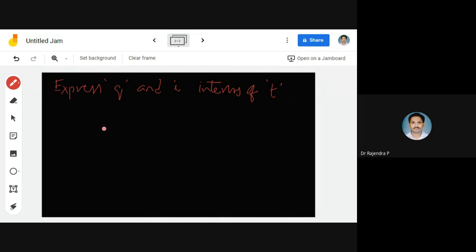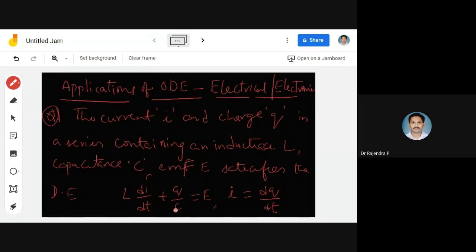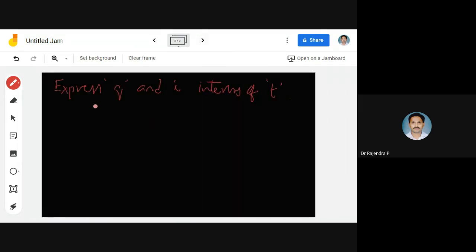If you see this equation, L, C, E are all constants, and we need to find the values of I and Q. Initially, you assume that both are 0. I will give the assumption. Note: I and Q are 0 initially, and initially means when time t equals 0. That is the meaning.